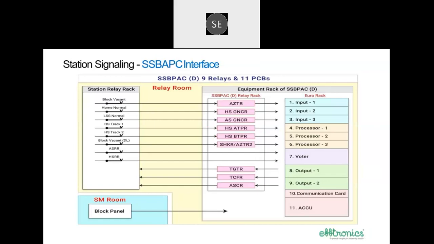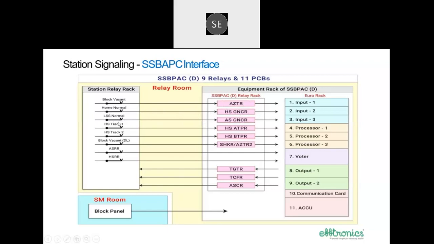This picture gives us a detailed view of the system, how the station signaling input and output can be seen in one place. The block panel is used for sending block requests or commands to the block instrument. Here we can see block vacant means axle counter relay is wired to the block instrument to pick up AZTR relay in the block instrument. Home normal relay is wired to the block instrument to pick up home GNCR relay, that means home signal GNCR. Similarly, advanced normal relay is wired to advanced starter GNCR to pick up ASGNCR.